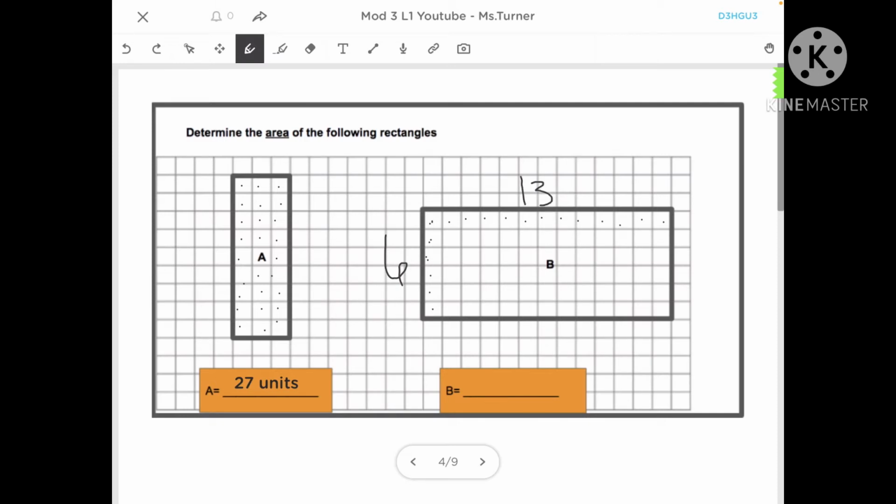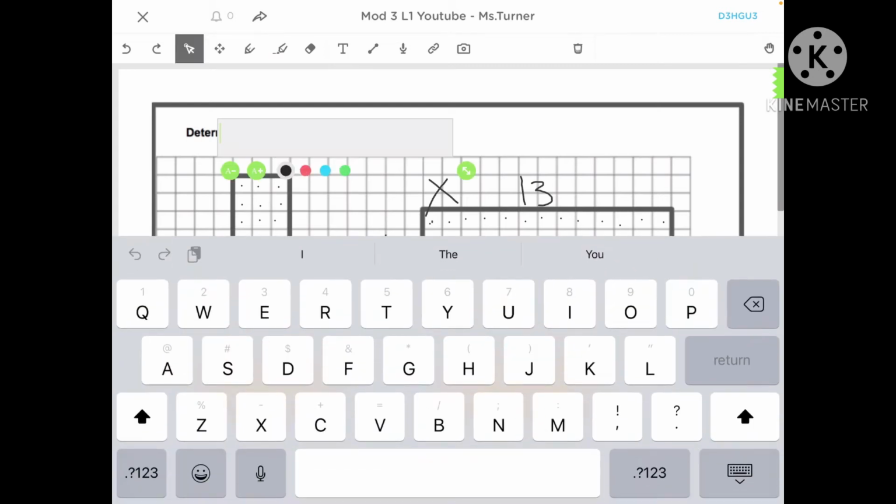Do you remember the formula for finding the area? It's something times something. What do you think? Yeah, it's length times width. So in this case, you guys are multiplying 6 times 13. Well, 6 times 13 is 78.